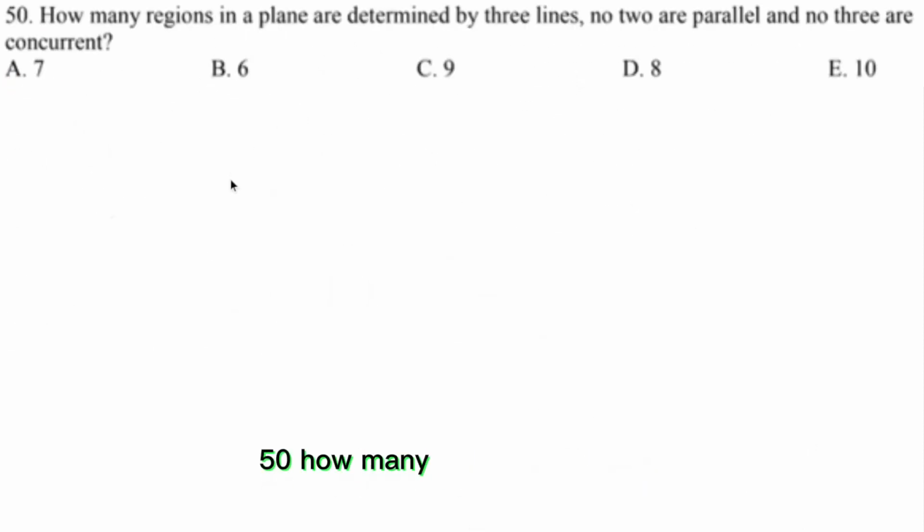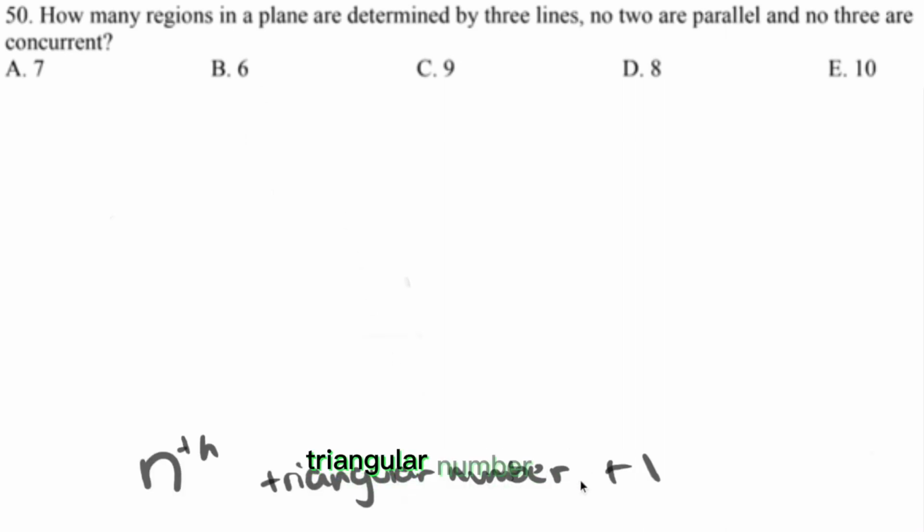50. How many regions in a plane are determined by 3 lines? No 2 are parallel and no 3 are concurrent. So to solve this problem, there's 2 formulas. You have the nth triangular number plus 1. So your triangular numbers are your numbers when put into a triangle shape that make a perfect triangle. So 1, 1, 2, 3, 1, 2, 3, 4, 5, 6, and it keeps going on.